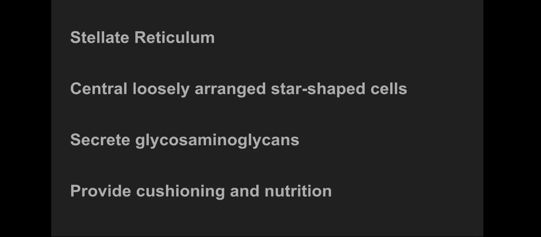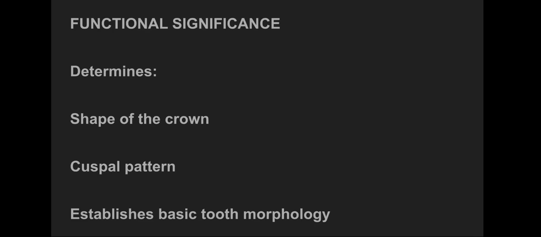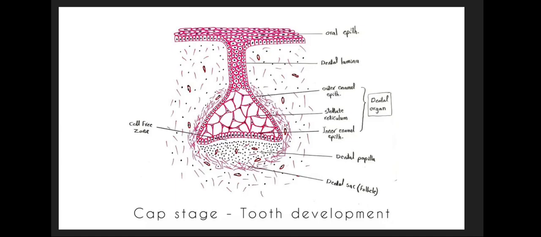Okay, this is the main point. They secrete glycosaminoglycans and provide cushioning and nutrition. Next is the basement membrane, which separates the inner enamel epithelium from the dental papilla and is the future site of the enamel dentin junction. It is important for epithelial mesenchymal interaction. So next are the functions: determine the shape of the crown and cuspal pattern, and establish basic tooth morphology. If there are any disturbances, we will see abnormal tooth shape, gemination, fusion, enamel organ cyst.